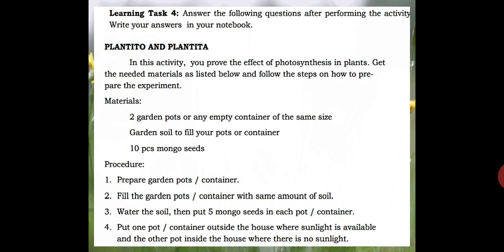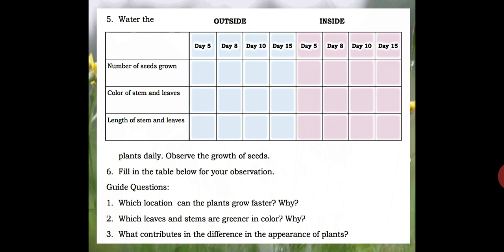Number 4, put 1 pot or container outside the house where sunlight is available and the other pot inside the house when there is no light. Okay, dun sa may shaded area, pwede sa likod ng pinto, pwede sa kwarto, yung hindi lang masasagi. So, ang isa ay nasa labas na naiinitan at ang isa ay nasa loob na walang sunlight. Number 5, water the pots that are placed inside and placed outside.